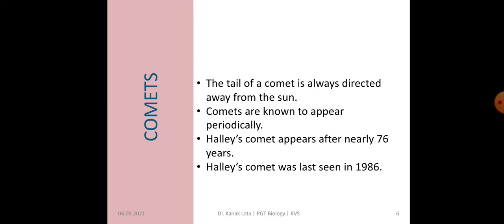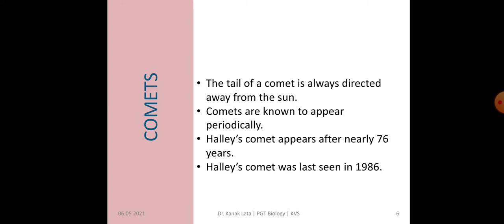Comets are known to appear periodically. There is Halley's comet, and it is a known comet that appears after every 76 years. Halley's comet was last seen in 1986.